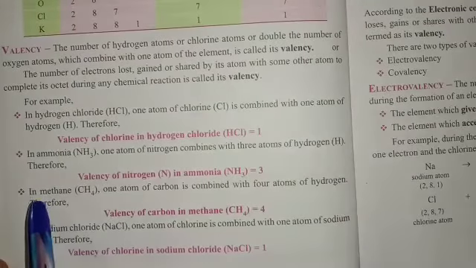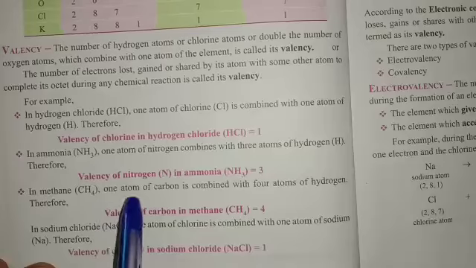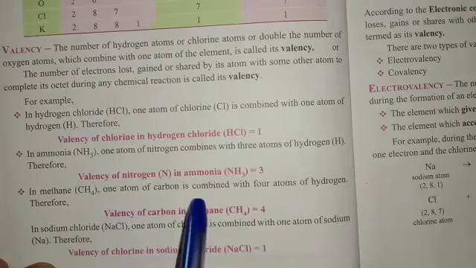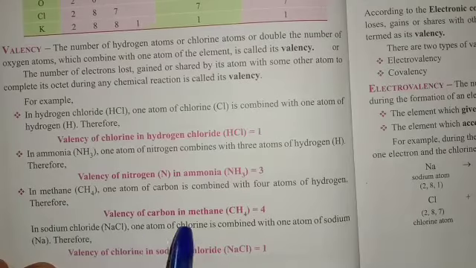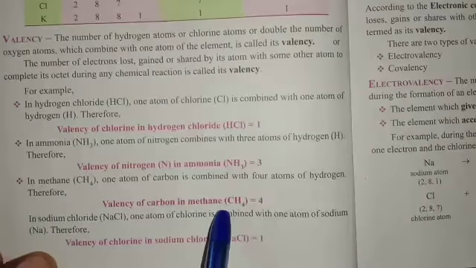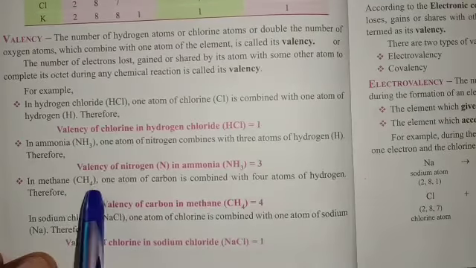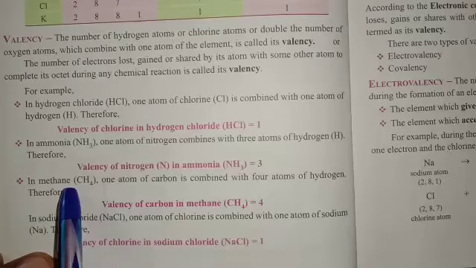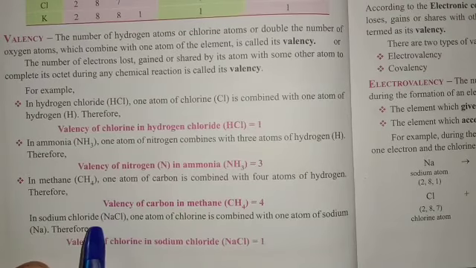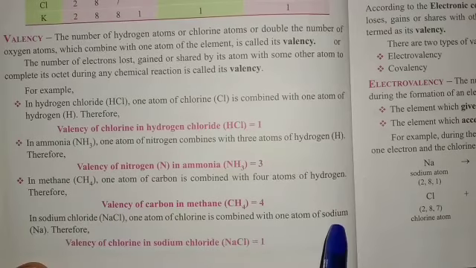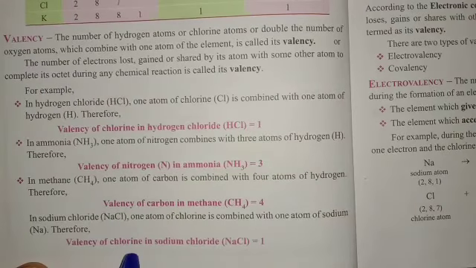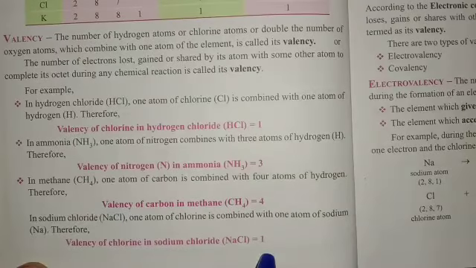Next, in methane, CH4, one atom of carbon is combined with 4 atoms of hydrogen. Therefore the valency of carbon in methane is 4, because the valency of carbon is 4 and the valency of hydrogen is 1. In sodium chloride, NaCl, one atom of chlorine is combined with one atom of sodium. Therefore the valency of chlorine in sodium chloride is 1. This is just an example of valency calculation.